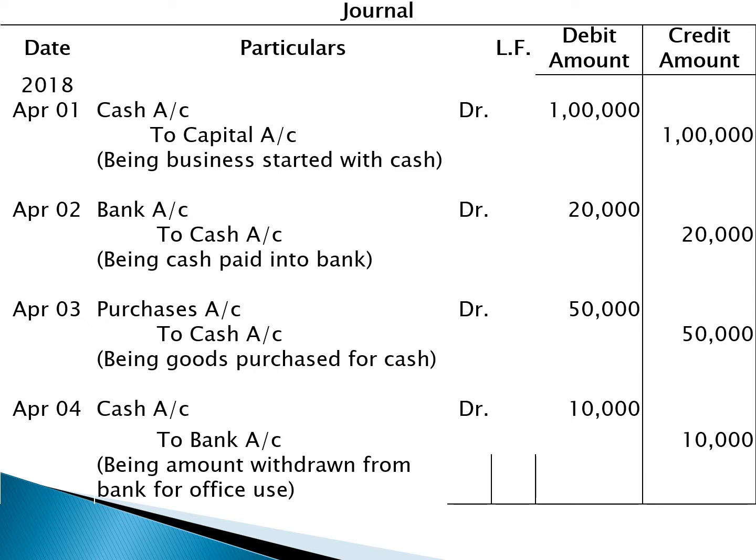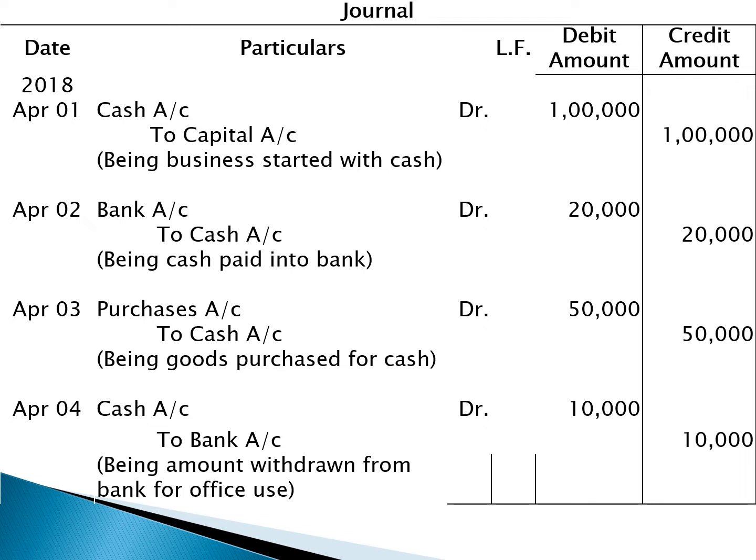In the next line, a little away from the margin, "To capital account" should be written. This is how the account which has to be credited should be written. Here, the rules applied are: debit what comes in. Cash is coming inside, so we have debited cash account. Credit the giver. Here the owner is the giver, so we have credited the owner's capital account.